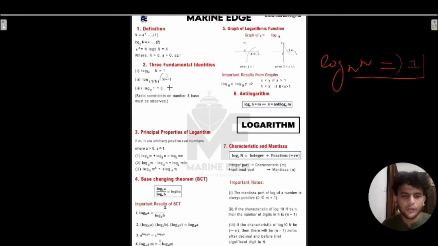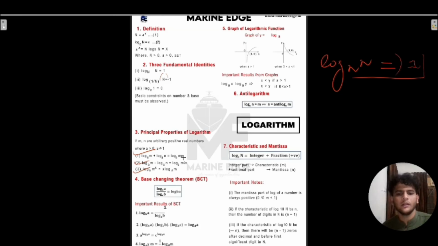Log base e of 1 is equal to 0. You have to make sure that the base and the number, the basic constraints, should be the same. Only then can you say that this is equal to 1, that is log n to base n is 1. Log m plus log n when the base is the same is equal to log mn. So these are the things that you can take good care of.